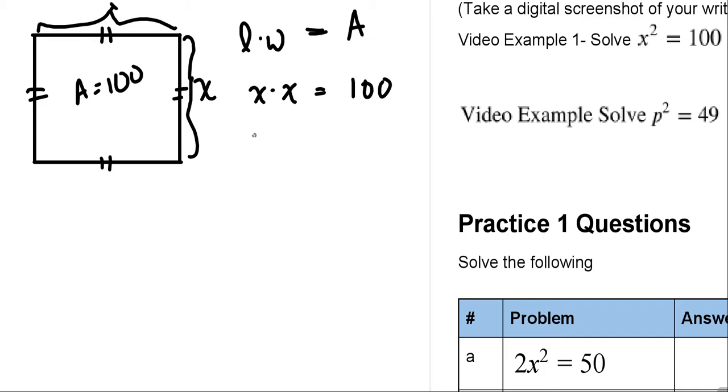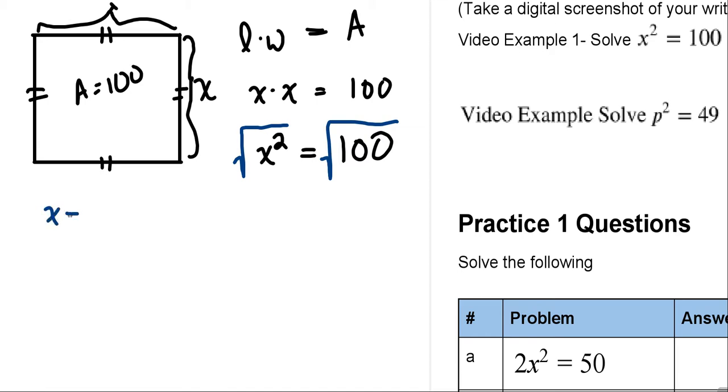Okay, now one way to write x times x is x squared. We've already seen that in the previous unit. And now we want to undo the operation. So, as we've seen before, we want to undo the square, so we square root this. Now here's where it's different from our radicals unit, because we're going to see something very unique here.